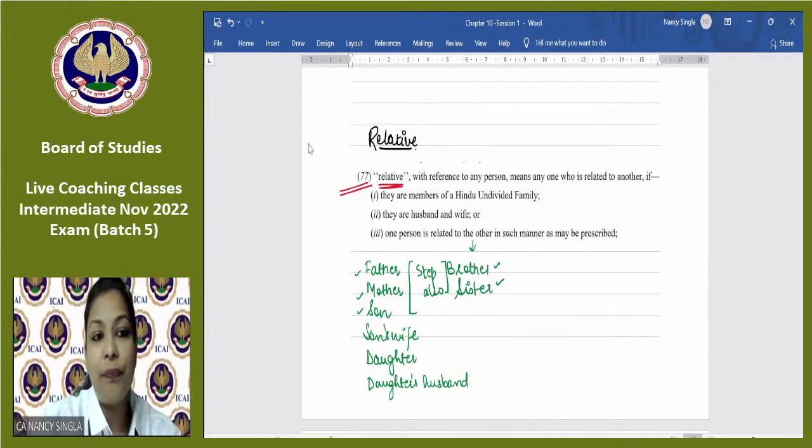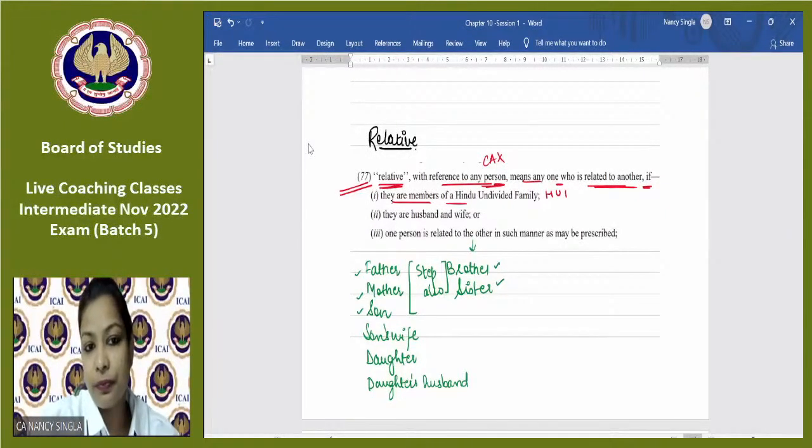So relative, with reference to any person, that is CAX in our case, means anyone who is related to another if they are members of HUF, right? Members of HUF are what? Relatives. They are husband or wife, or one person is related to another in such manner as may be prescribed.